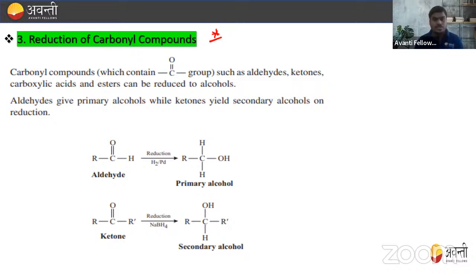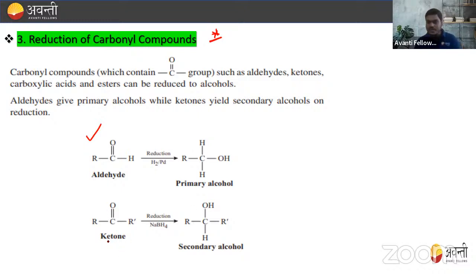Okay? Let's see. Here we have an aldehyde. When this aldehyde is treated with H2/Pd, the reduction takes place. What will form? It will form RCH2OH, which is called a primary alcohol. So this aldehyde is converted into a primary alcohol by reduction with H2 or Pd.